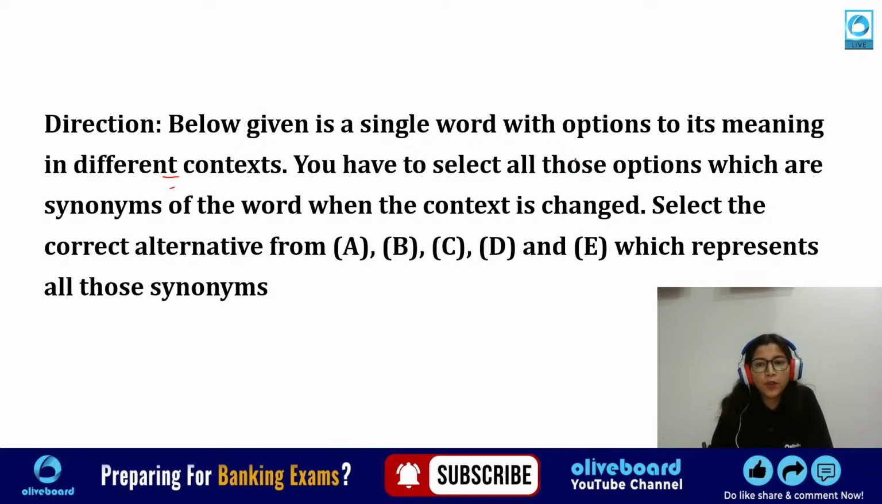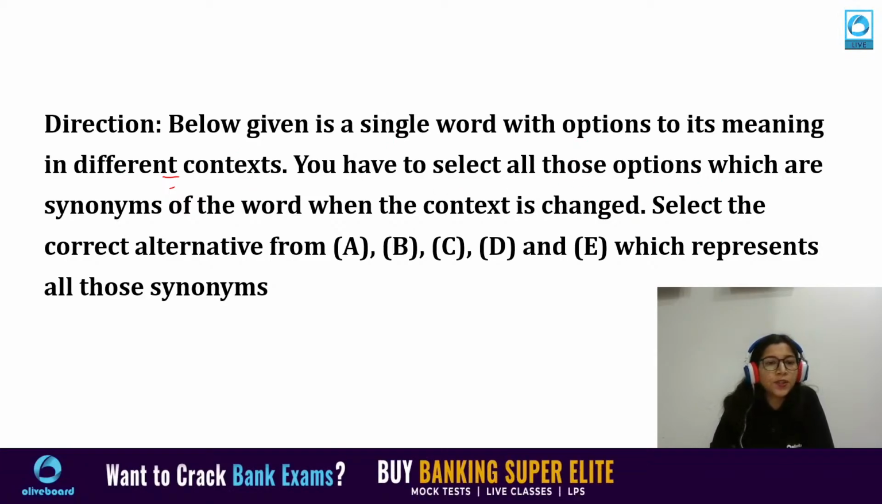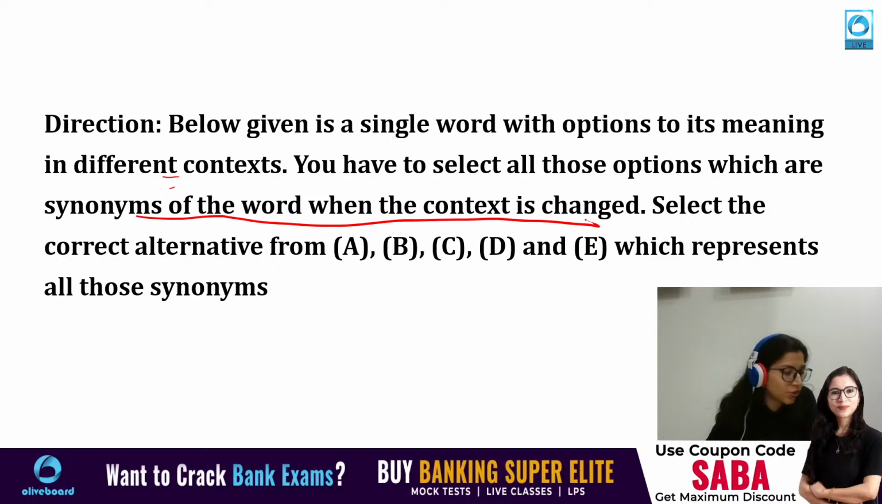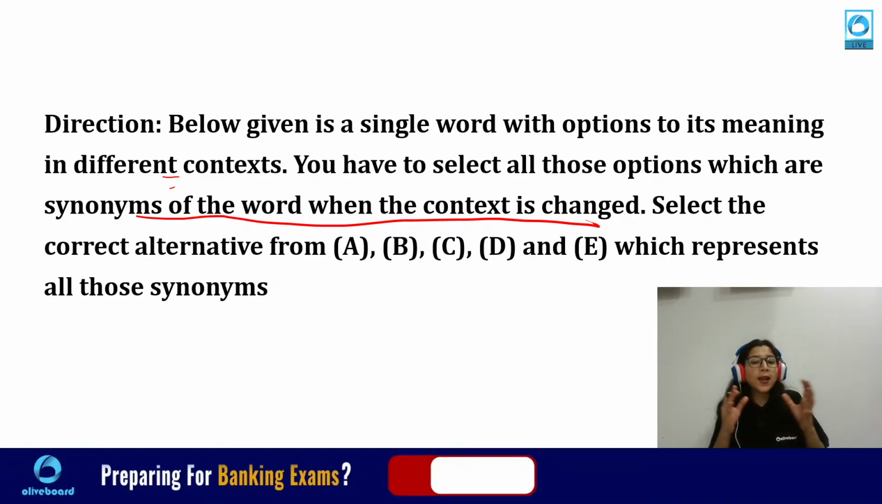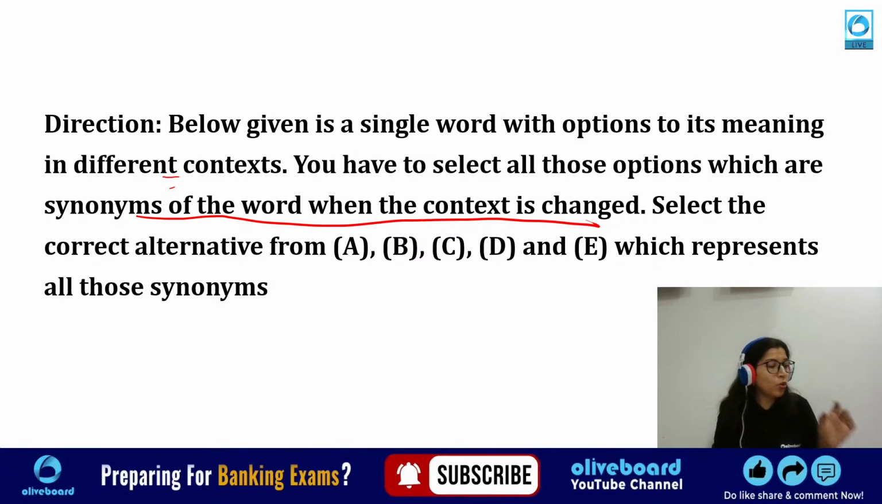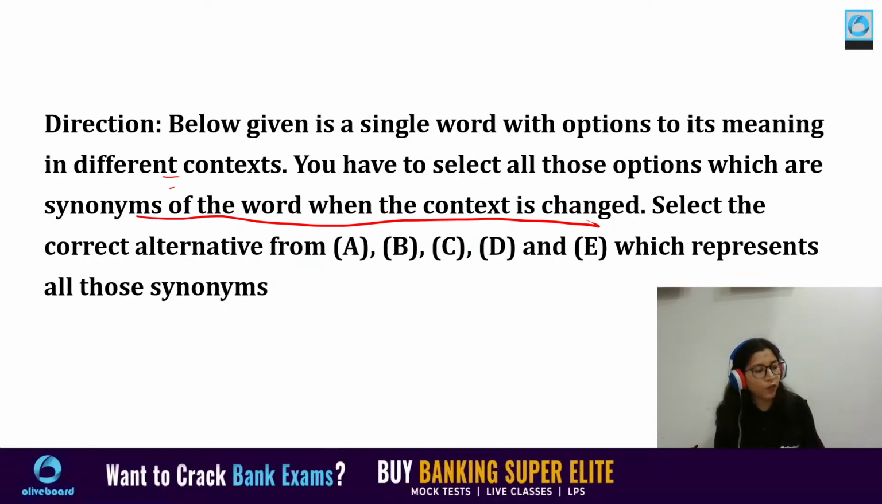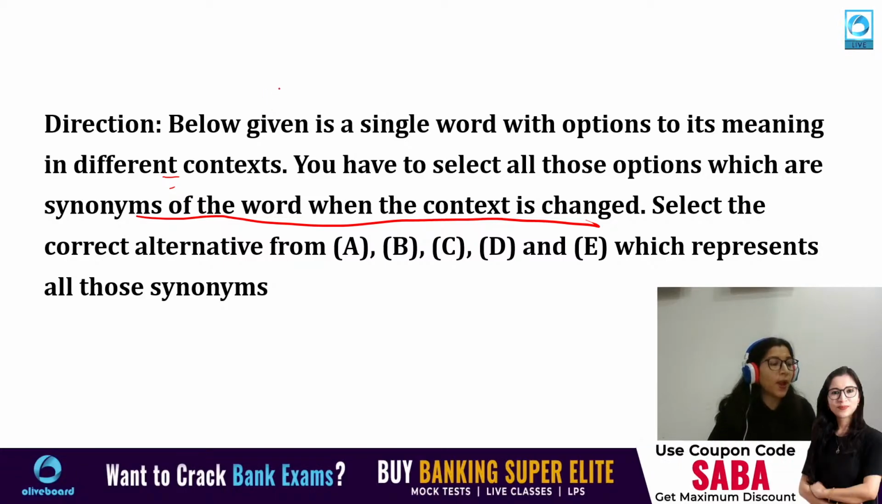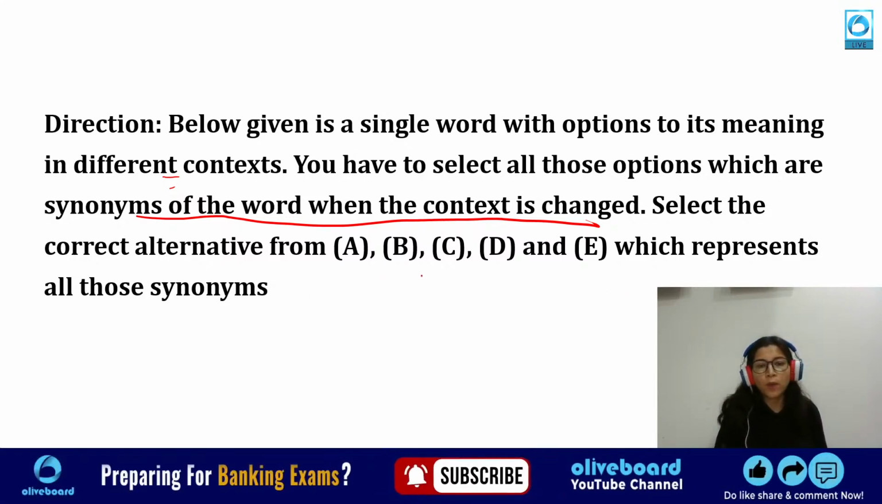Below given is a single word with options to its meaning in different contexts. You have to select all those options which are synonyms of the word when the context is said. Here a word is given whose meaning you have to tell in different contexts. Like you know, a single word can carry multiple meanings depending upon the context. So here one word is given and you have to give the meaning of that particular word in all the possible contexts. Select the correct alternative from A, B, C, D and E which represents all those synonyms.